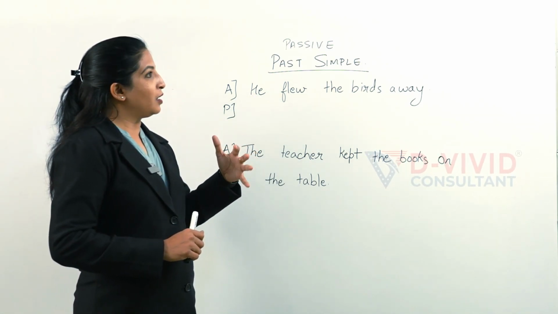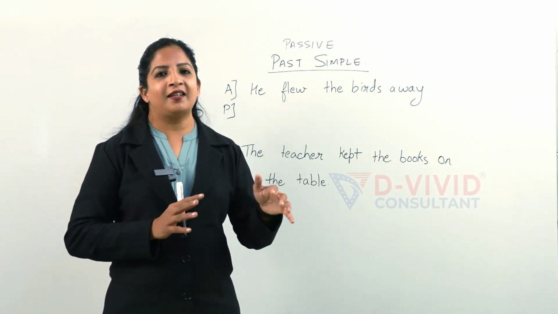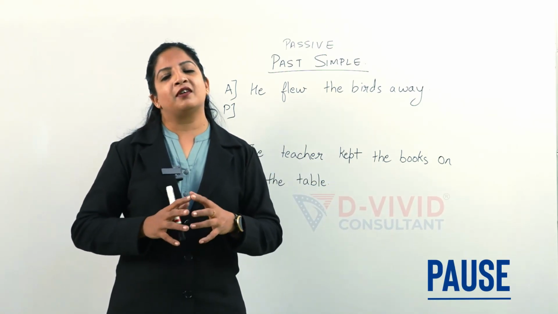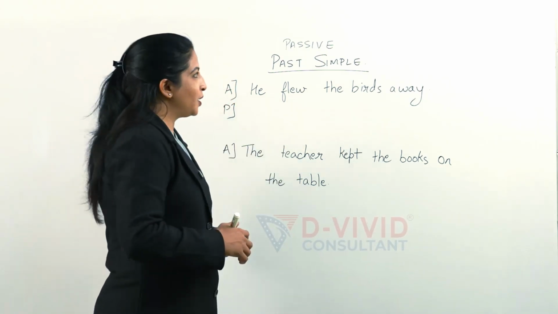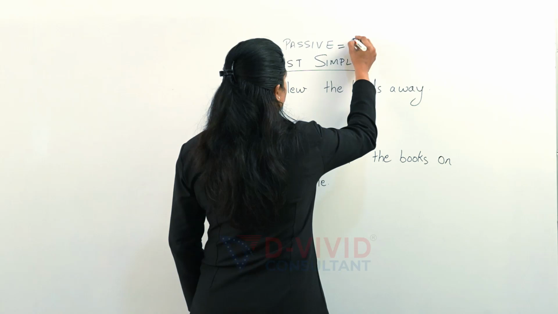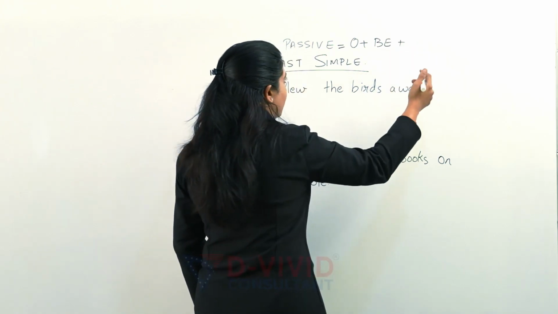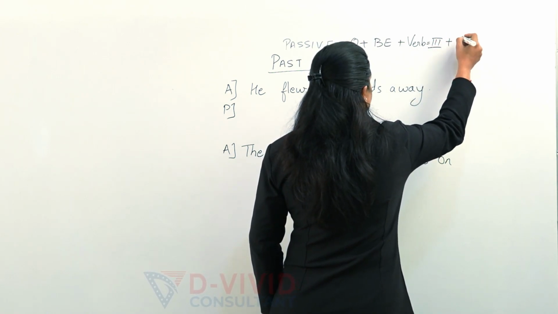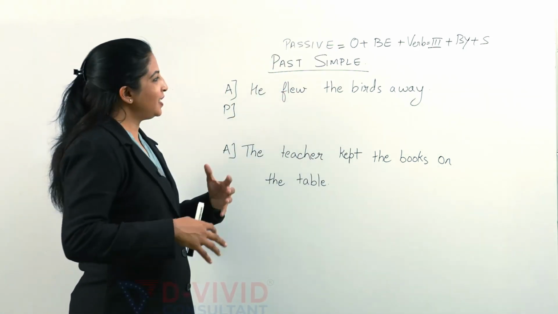Before moving forward, I would like you to try writing the structure of passive. Pause the video and by yourself write down what, according to you, is the structure of passive. Okay, as we all know, passive starts with the object, so we'll have the object first, followed by be, then we'll have the third form of the verb, by, and at the end we'll have the subject. Okay, so let's get started.